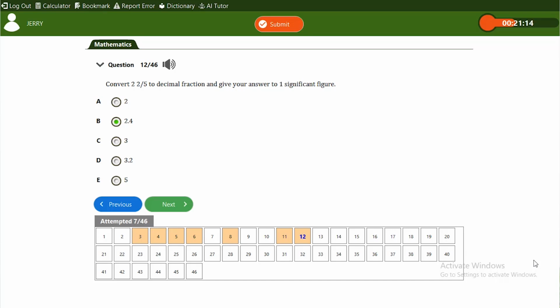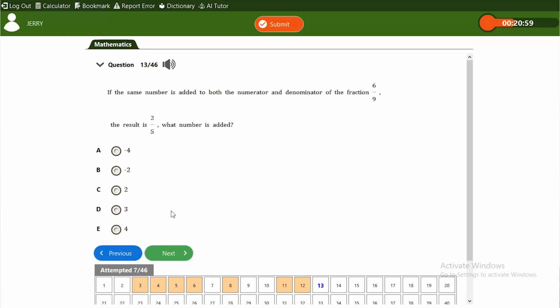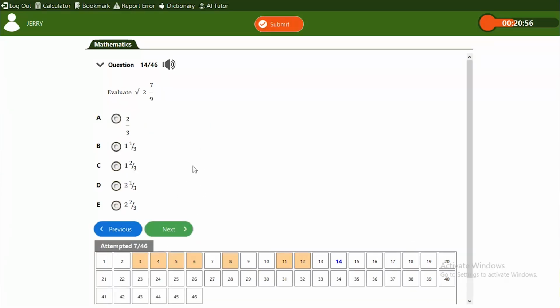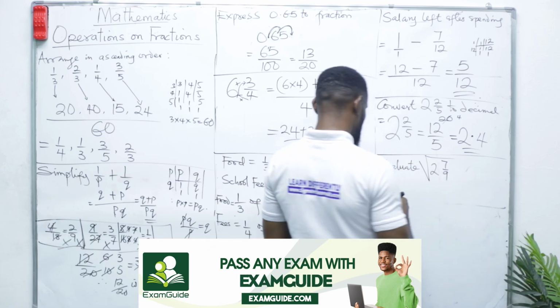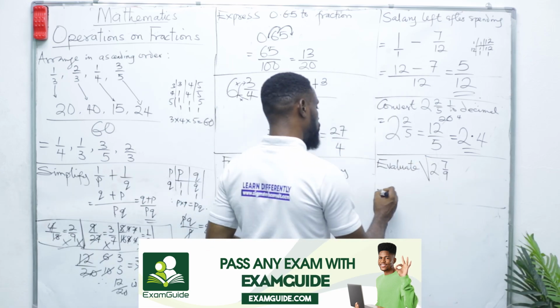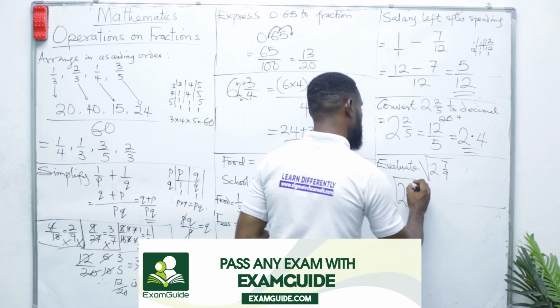Okay, so let's go to the next thing we have here. Now you can see this kind of question. They say evaluate. Let's look at that. Evaluate the square root of 2 whole number 7 over 9. So this is equal to the square root of 2 whole number 7 over 9.